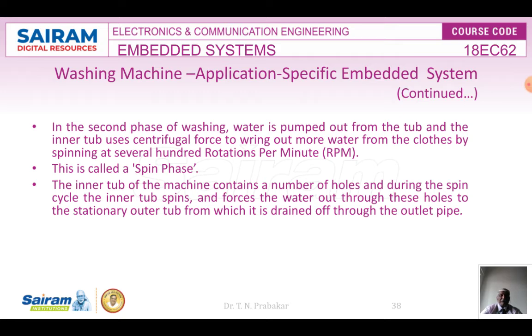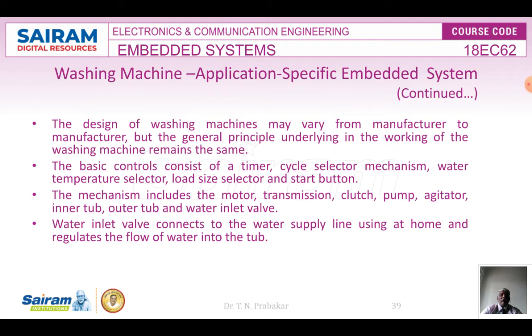And the design of washing machines may vary from manufacturer to manufacturer, but this is the basic underlying principle. There may be some minor variations in the shape and all those things, right? And the basic control consists of a timer, cycle selector mechanism, water temperature, load size, and a start button, right? Already we have seen this.